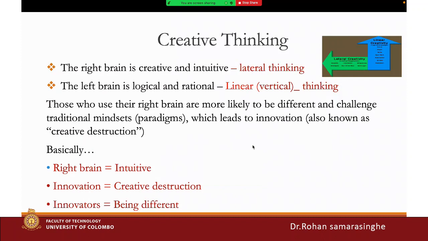So once again we can see creative thinking. Lateral creativity is the right brain, which is creative and intuitive, and that is called lateral thinking. The left brain is logical and rational, linear, vertical thinking. Those who use the right brain are more likely to be different and challenge the traditional mindset, which leads to innovation, also known as creative destruction. Basically, right brain, innovation, creative destruction, and innovators being different from that.